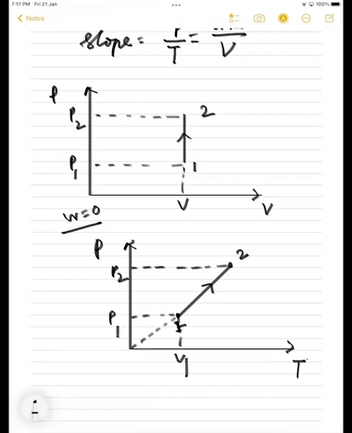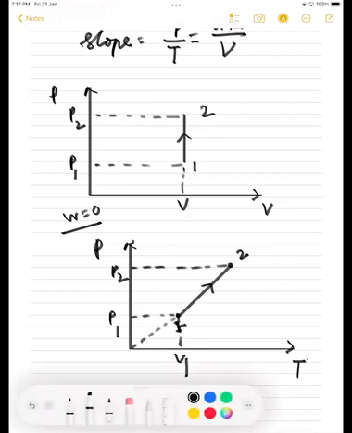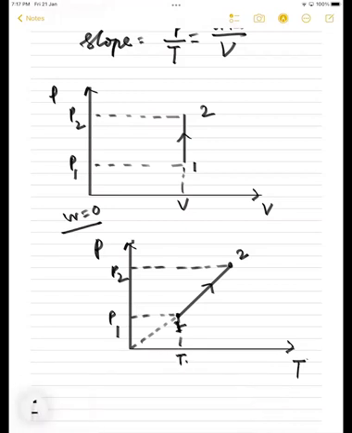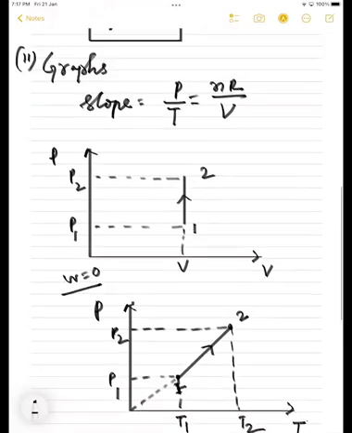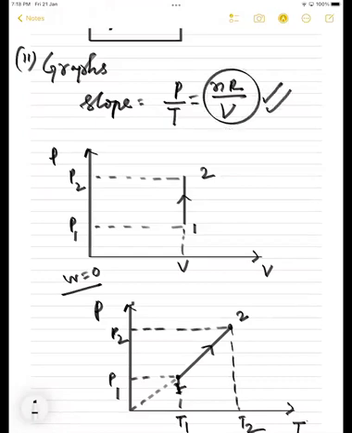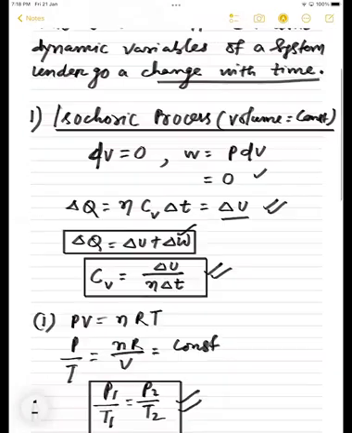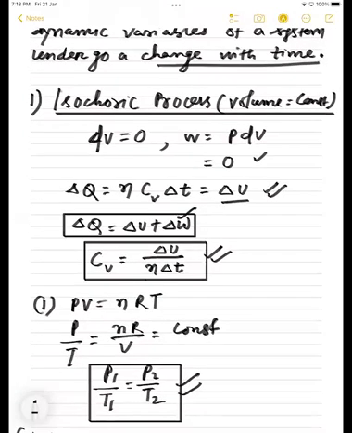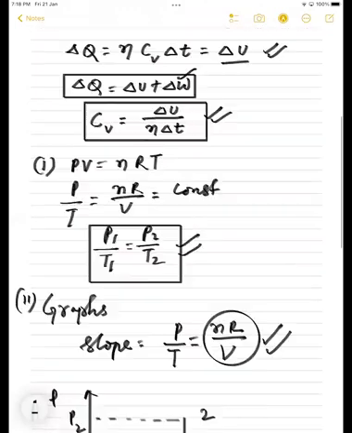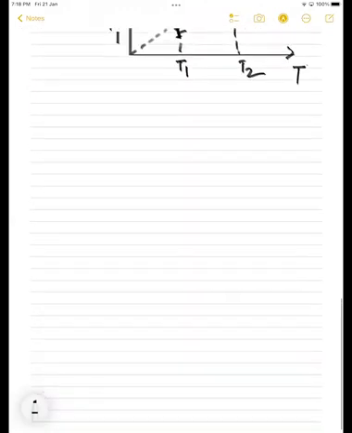Sorry, this is temperature. Keep in mind, this is temperature T1 and this is temperature T2. From this graph, how to find P by T? Slope will give us what? nR by V. Getting or not, students? Students got a little idea about isochoric process? All? Yes. Okay. Next, we'll do questions on that.